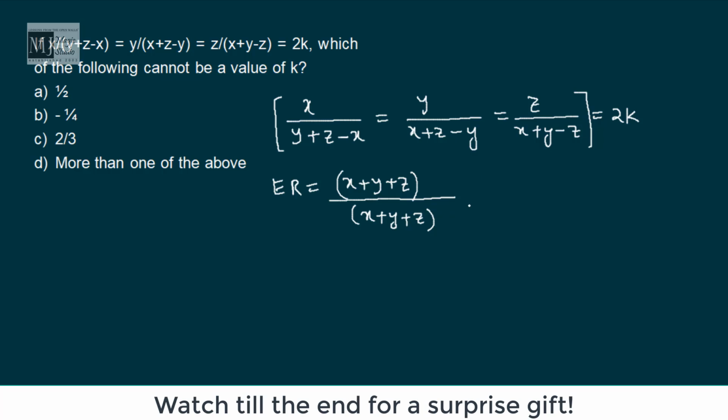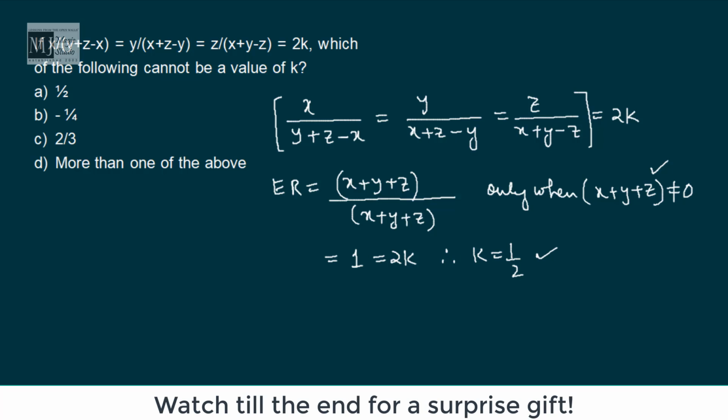Now, I can cancel out this x plus y plus z only when it is known that x plus y plus z is not equal to 0. Nothing is given about whether x plus y plus z is 0 or not, so let us assume that it is not equal to 0. Then the value of each ratio should be 1, that is equal to 2k. Therefore, k is equal to half. So k can assume the value half when x plus y plus z is not equal to 0.